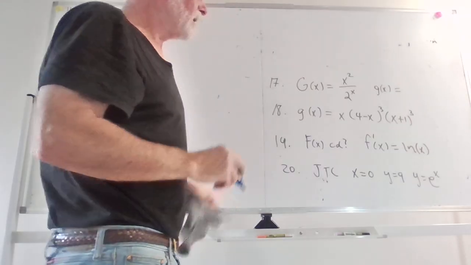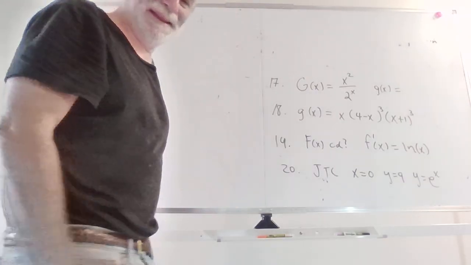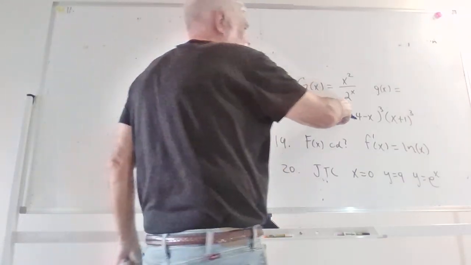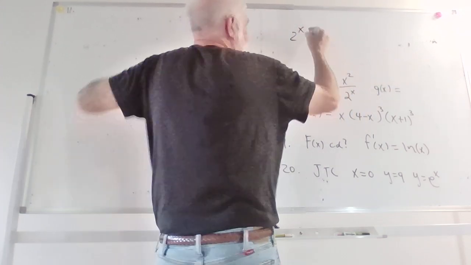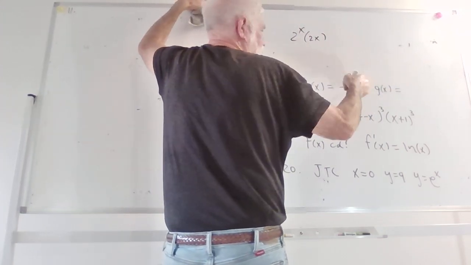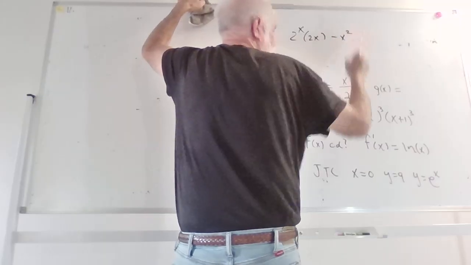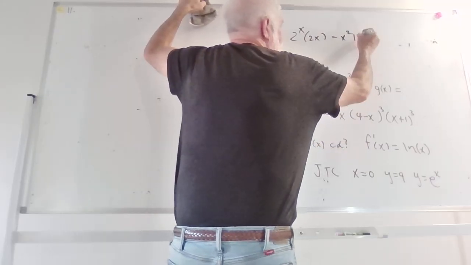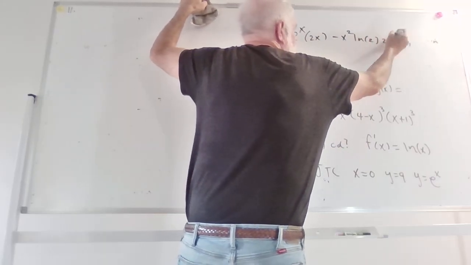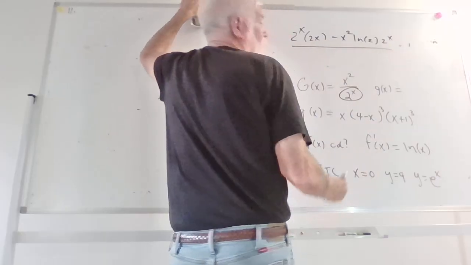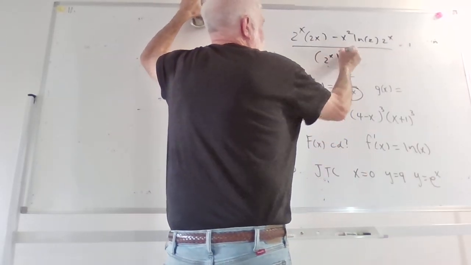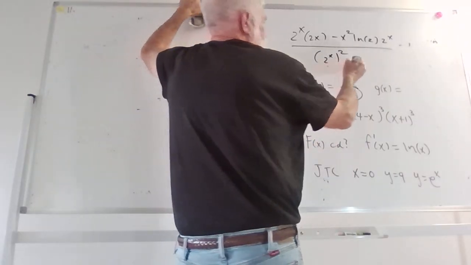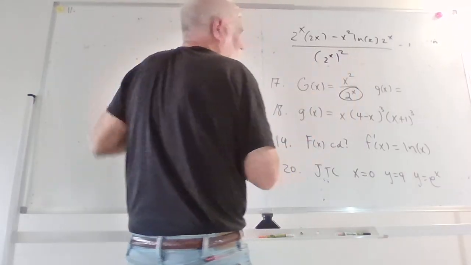G of x equals x squared plus 2x, plus, oh God, x squared divided by 2x. Quotient rule. All right, low d high minus high d low, ln of 2 times 2 to the x. A little practice there. All over low low, 2x gets squared. So that's the same thing as 2 to the 2x, like multiplication.